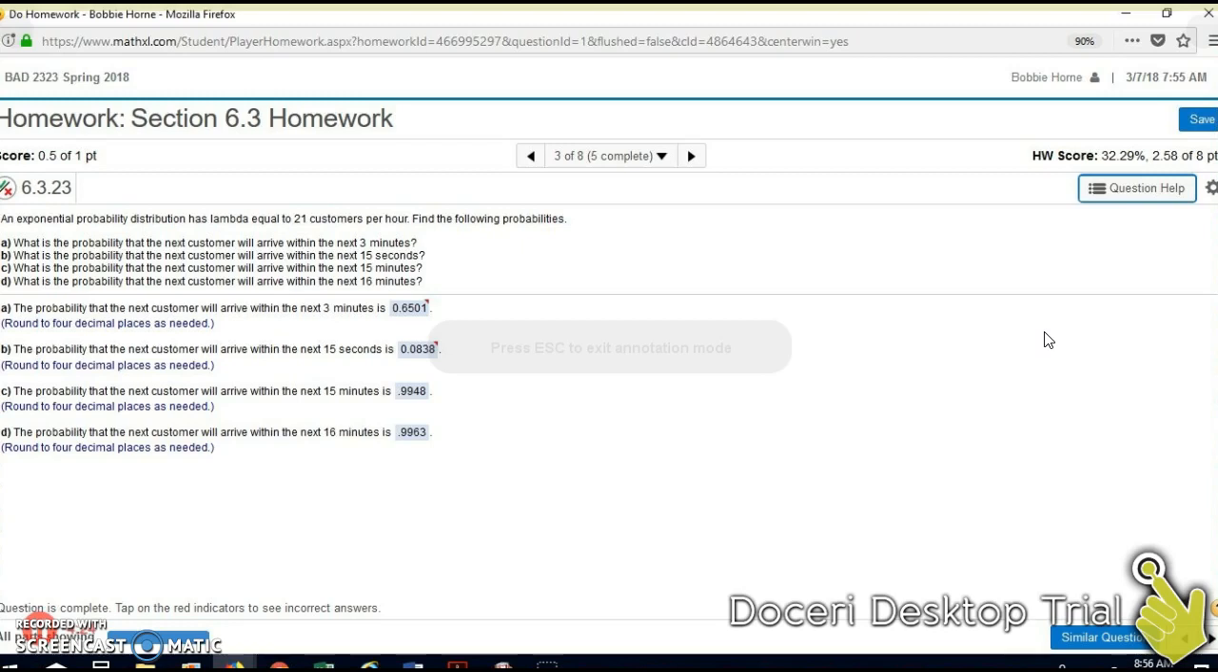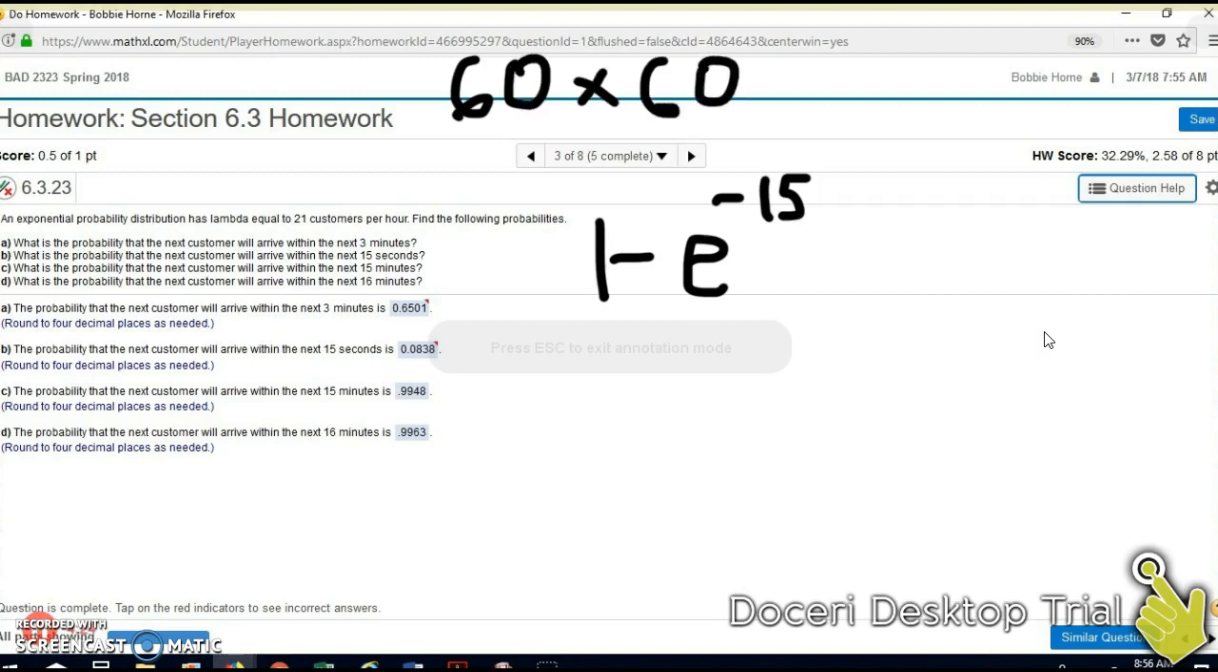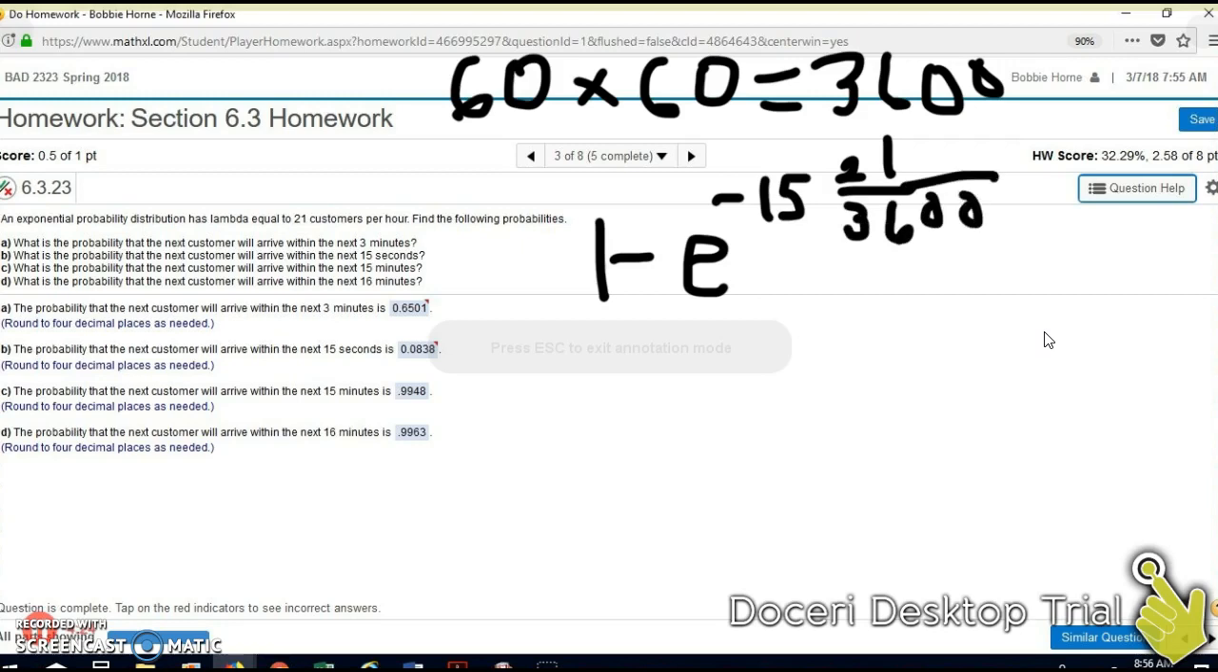On B, the probability that the next customer will arrive within the next 15 seconds. So 15 would go here. Now, seconds instead of minutes: we know there are 60 seconds in a minute and there's 60 minutes in an hour. So 60 times 60 would be 3,600. So we would do 21 divided by 3,600. We have to state lambda in the terms that we're looking for depending on what the question is, okay?